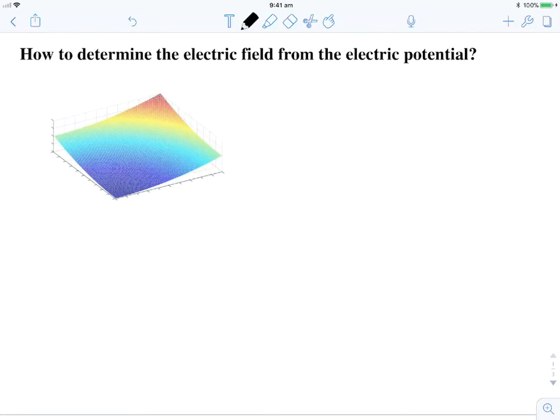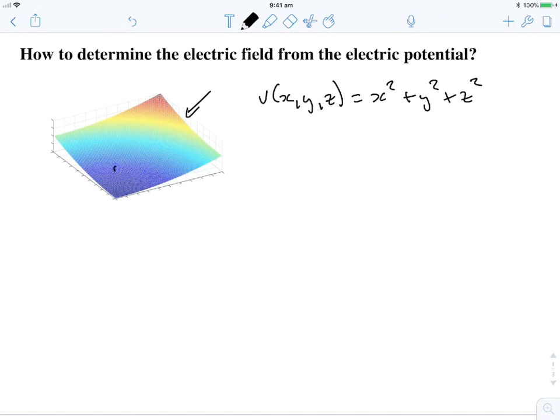In this video, we're going to determine the electric field from the electric potential. So let's consider that we have an electric potential, which is a scalar, and it's given by this contour plot. Now this contour plot can be represented by the scalar function V(x, y, z) that's equal to x squared plus y squared plus z squared. Now the question is, how can we get the electric field from this?